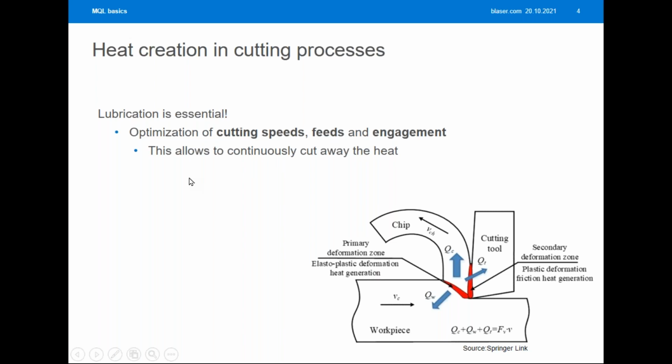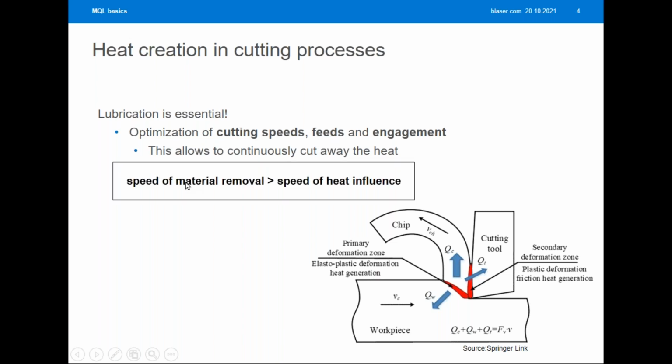Kind of easy said, but relatively hard to do. But the theory behind it is the speed of material removal must be higher than the speed of the heat influence. And if you achieve this, then about 70% of the heat can be carried away with the chips. So if you're going productive and if you are cutting faster and get the heat into the chips, this is very, very helpful for processes, for tool life, and everything.